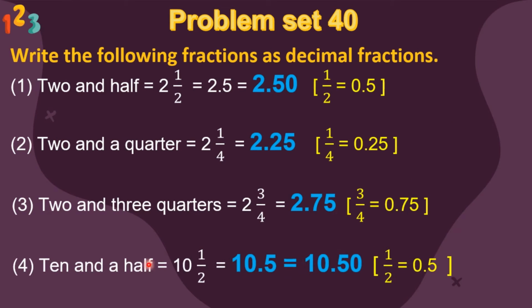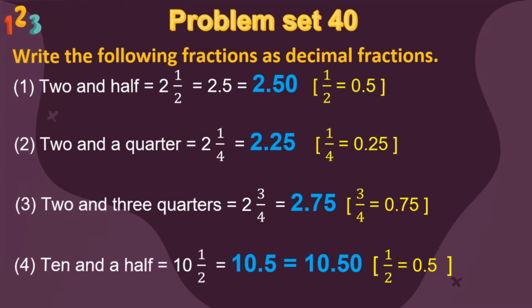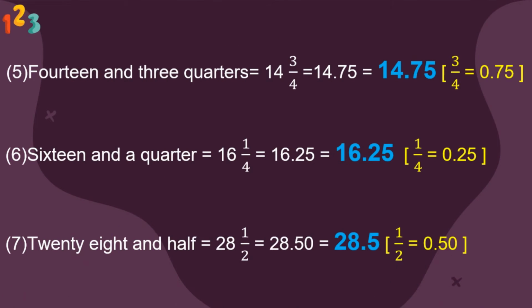Next we have 10 and a half, which can be written as 10 1/2. Now 1/2 in decimals we write as 0.5. So we write this fraction as 10.5, which is also equal to 10.50. Here some more examples are given for your practice.